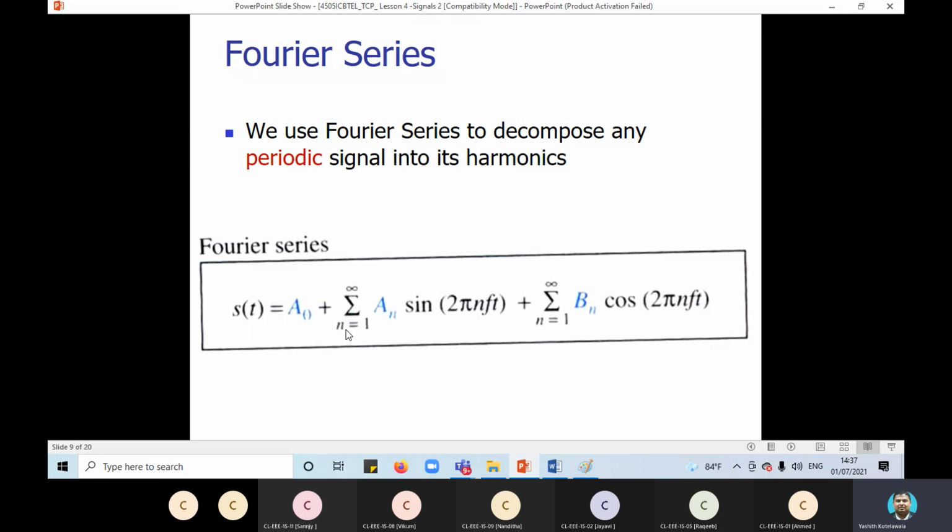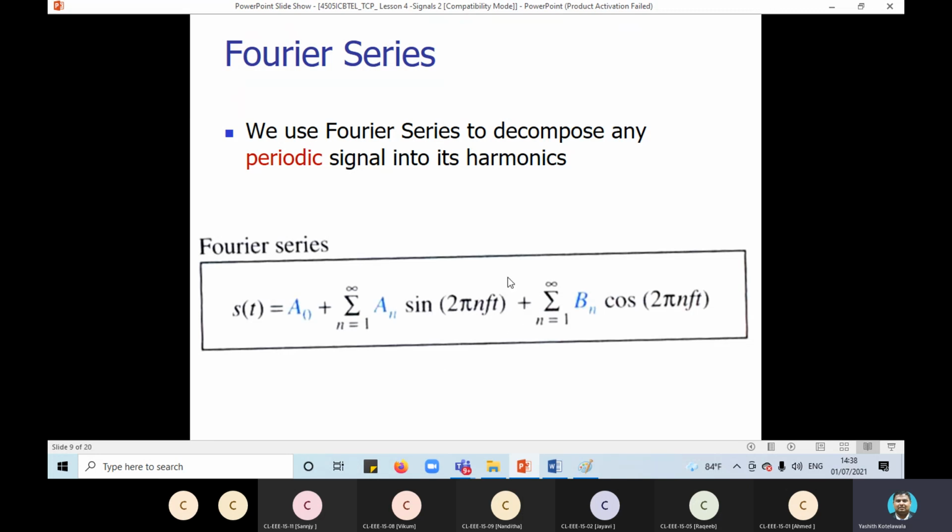N value will go from n to infinity. So for the n parameter here, the variable, you could apply values from 1 to infinity, which are positive integers. So here we have another parameter, a n, times sine of 2 pi n f t, all under the sine function.